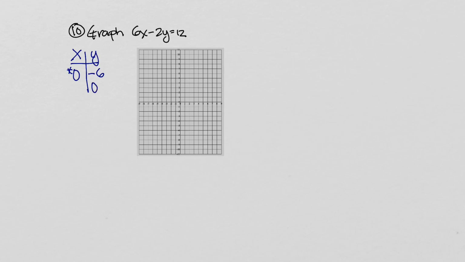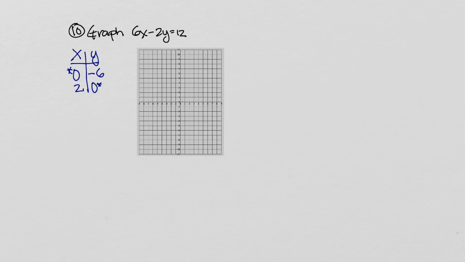Then, if we let y equal 0, now I'm going to put little stars here, so if I look back, I remember which one I chose, the x or the y. So if we choose y to be 0, I'll put 0 in here. Negative 2 times 0 is 0. That whole term is gone, and I get 6x equals 12. Dividing by 6, we get x is equal to 2.